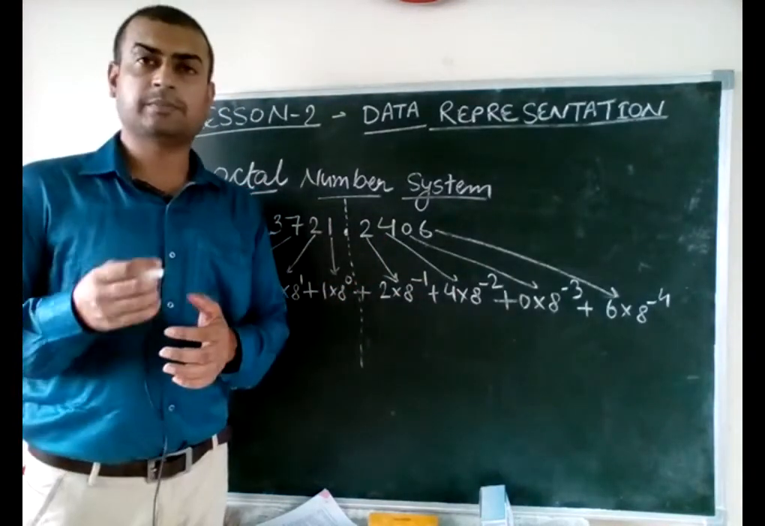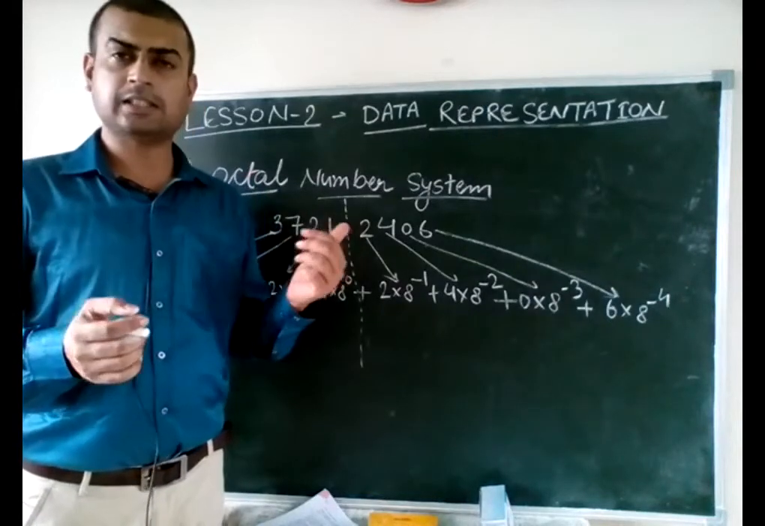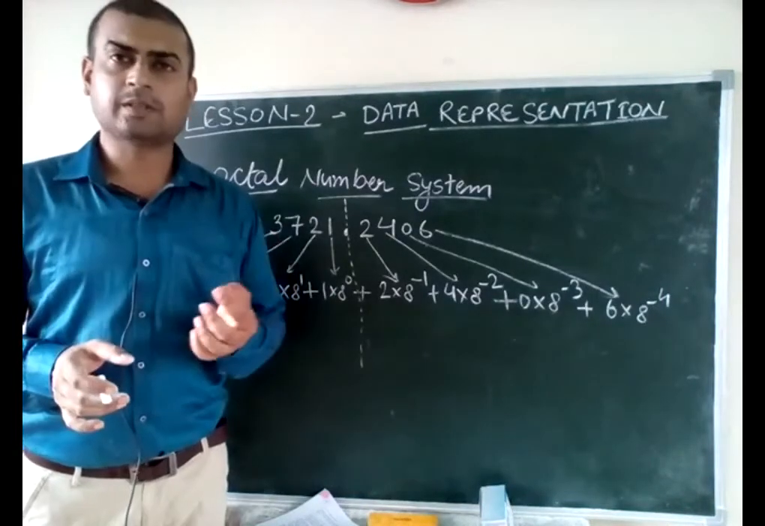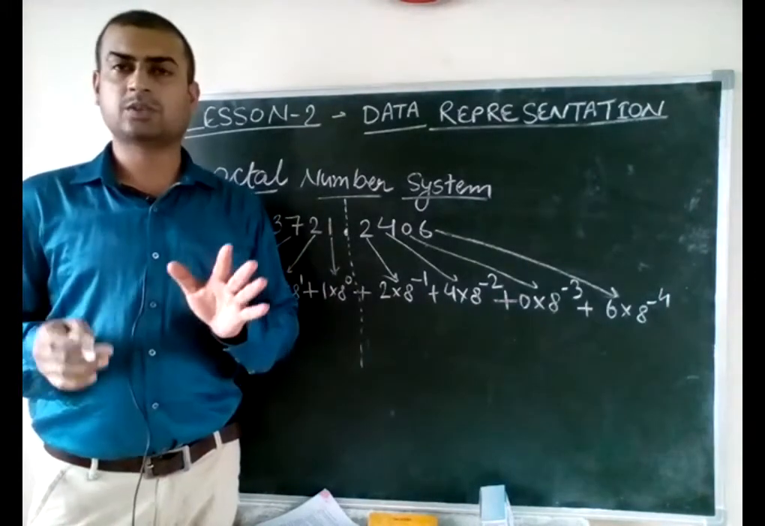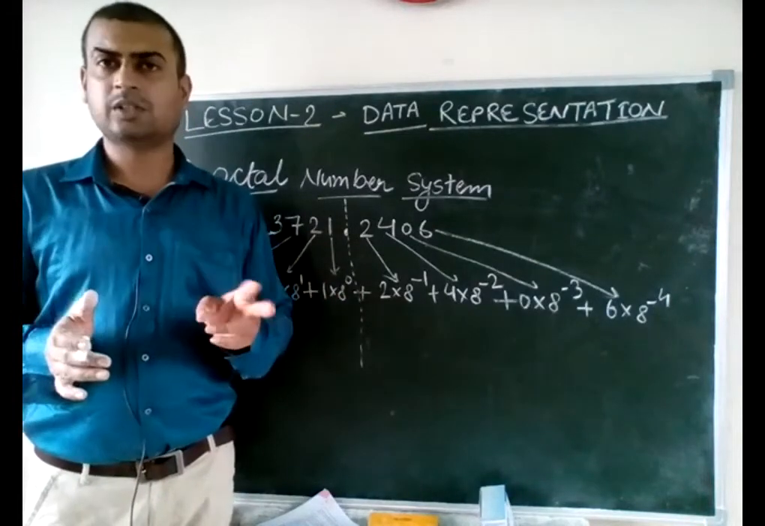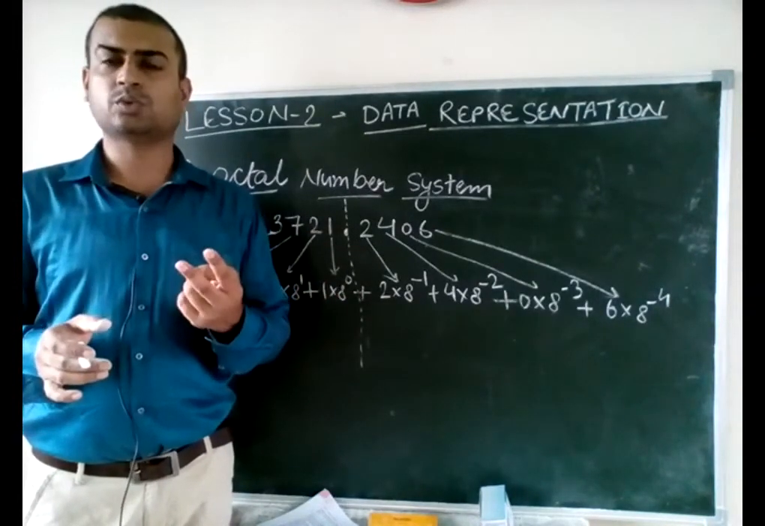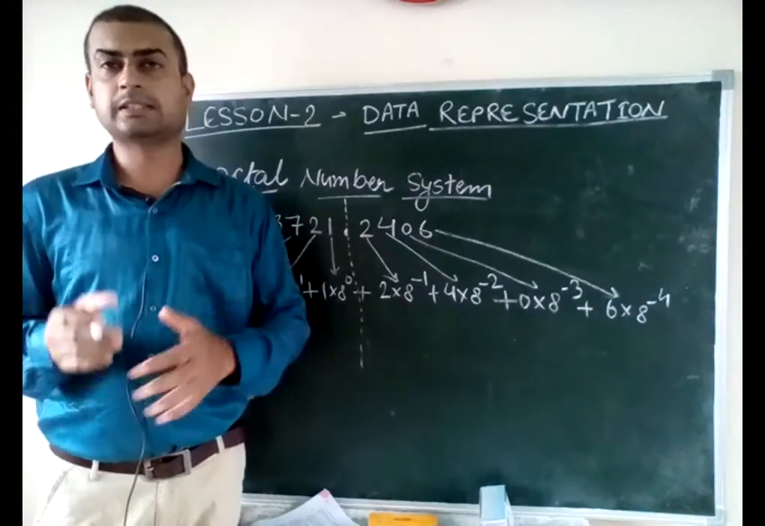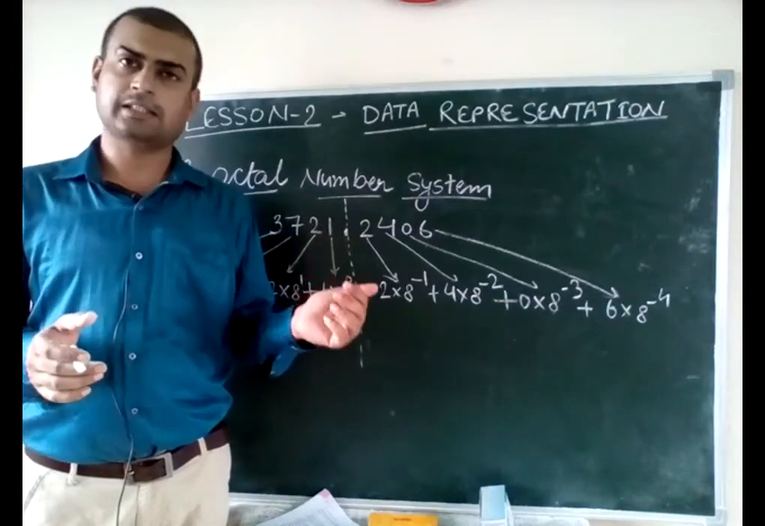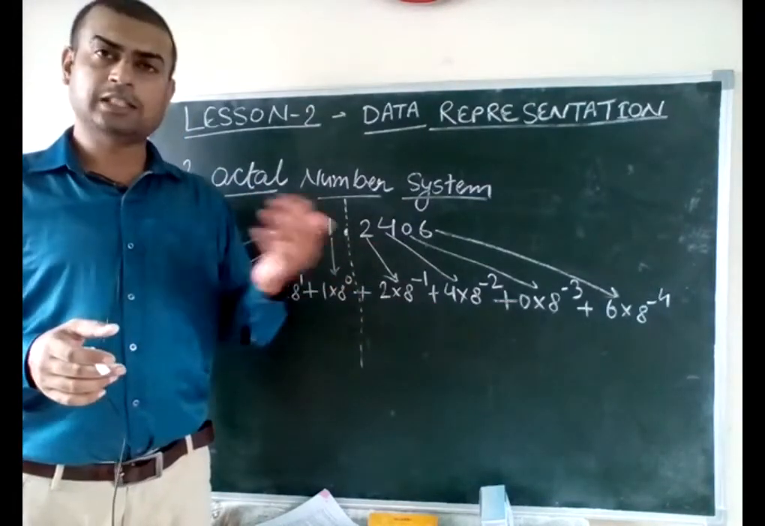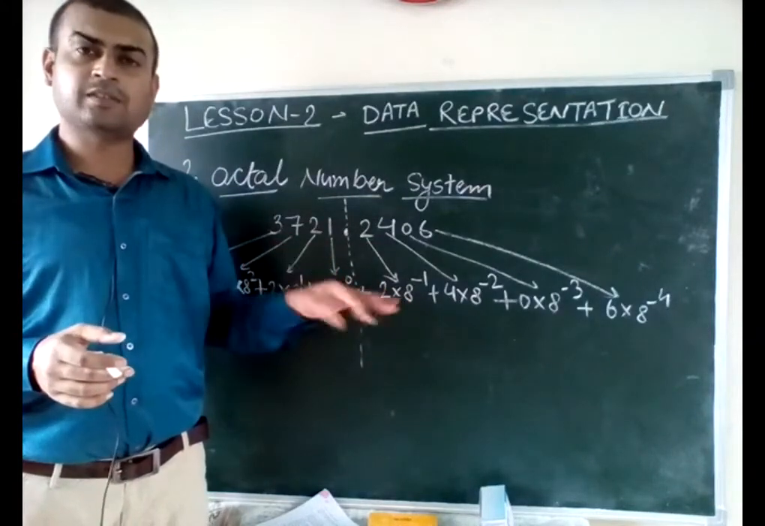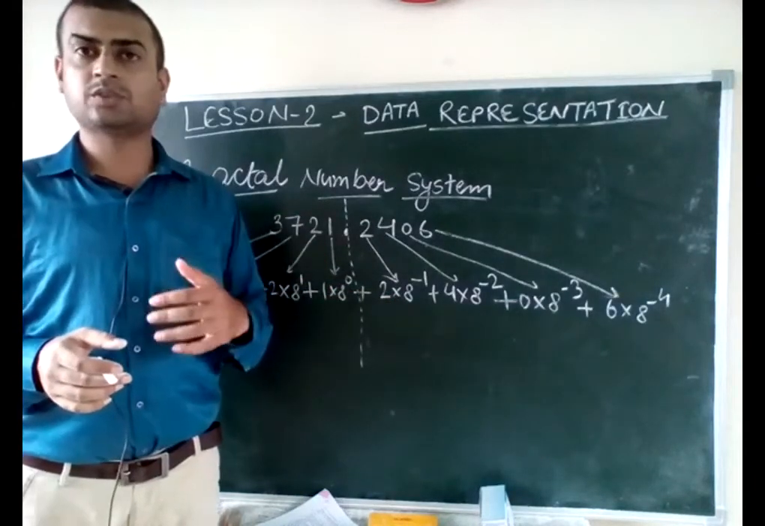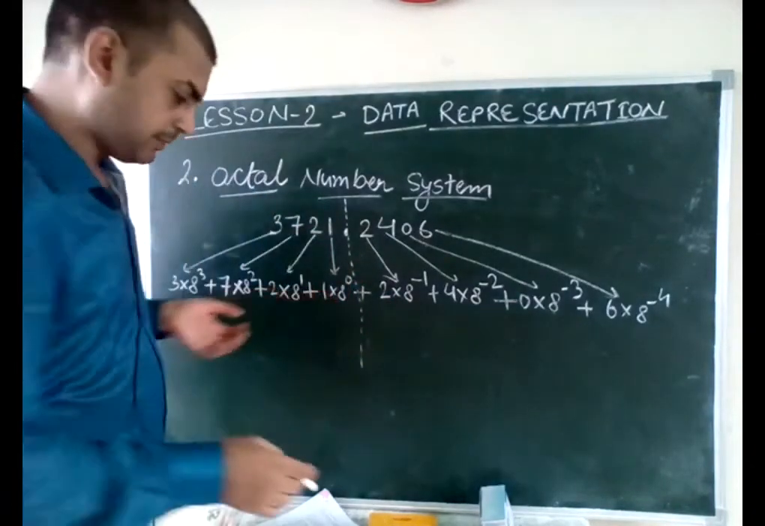So you must remember that the number of digits present is the base of that number system. Like in decimal, 0 to 9, how many digits are there? 10 digits, so its base is 10. In binary, 0 and 1, how many digits are there? 2. So its base is 2. In octal, 0 to 7, how many digits are there? 8. So its base is 8. So that's why we are using this 8. So in decimal I will use 10, in binary I will use 2, in octal I will use 8, and in hexadecimal I will use 16 because 16 digits are there.